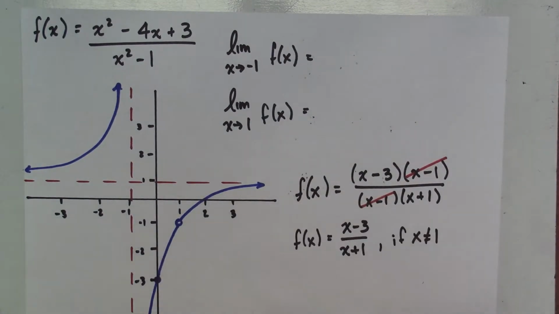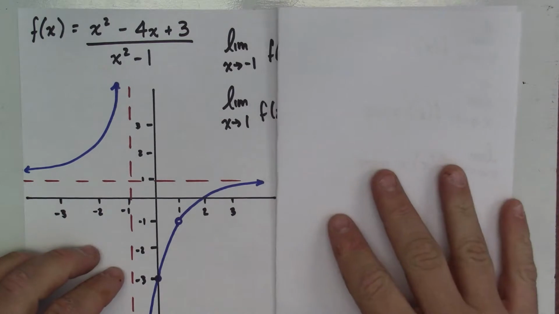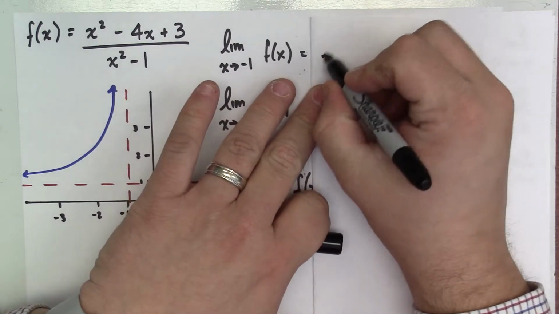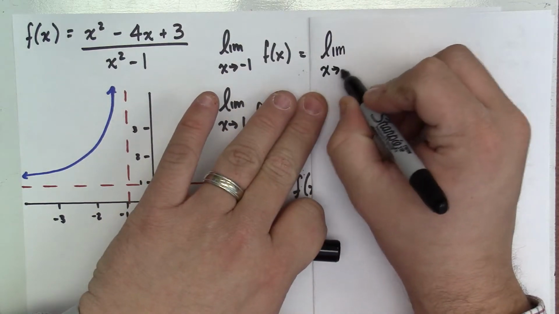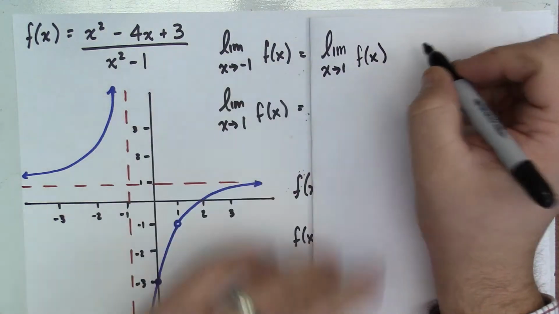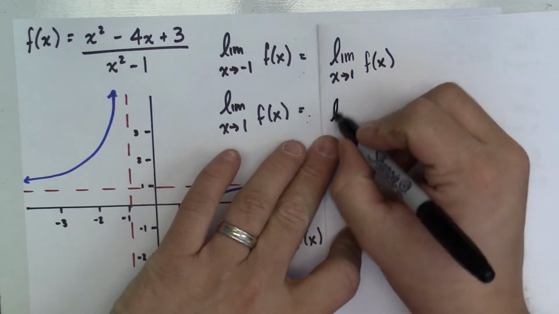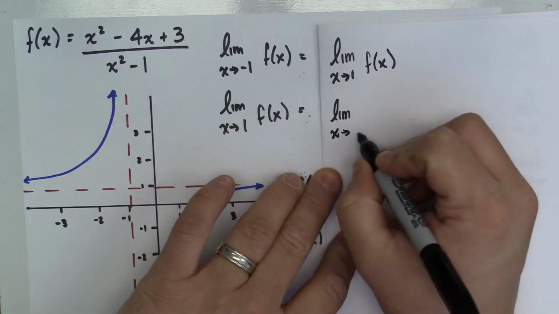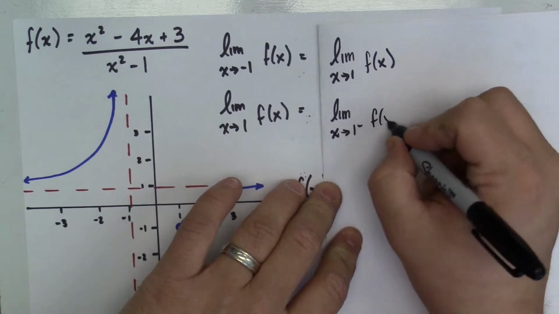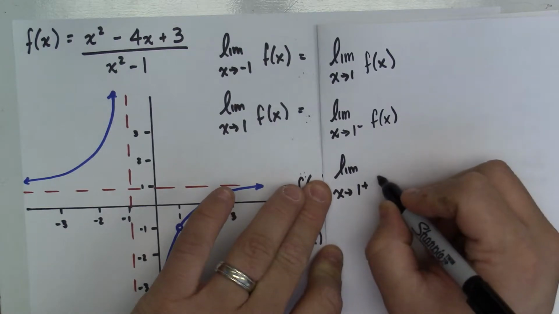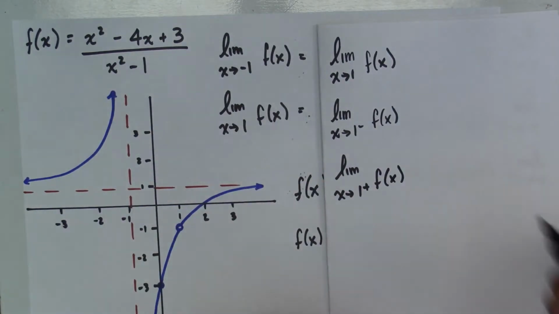Now, here's where things get interesting. If I instead want to talk about the limit as x goes to 1 of f of x, once again I'm going to start by looking at this by going from the left to the right. So the limit as x goes to 1 from the left, and the limit as x goes to 1 from the right. Let's start by looking at these graphically.